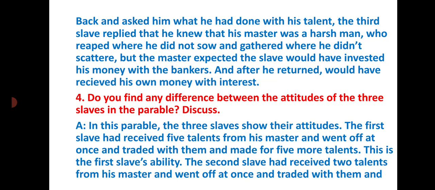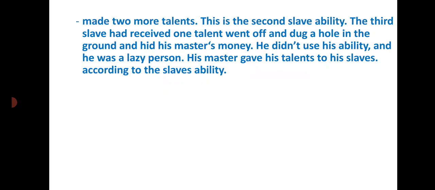This is the first slave's ability. The second slave had received 2 talents from his master and went off at once and traded with them and made 2 more talents. This is the second slave's ability. And the third slave had received 1 talent, went off and dug a hole in the ground and hid his master's money. He did not use his ability and he was a lazy person. His master gave his talents to his slaves according to the slaves' ability.